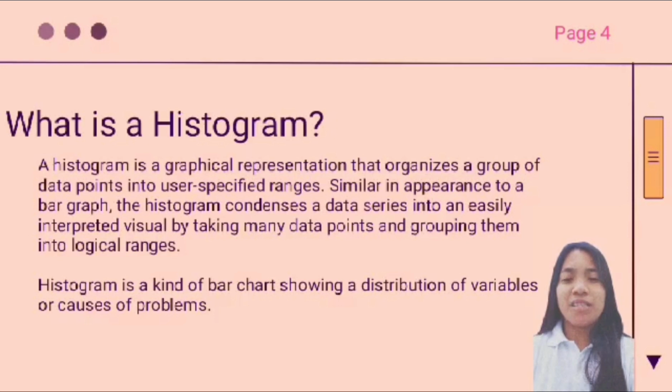The histogram condenses a data series into an easily interpreted visual by taking many data points and grouping them into logical ranges. Histogram is a kind of bar chart showing a distribution of variables or causes of problem. In short, a histogram is a bar chart, especially in TQM.